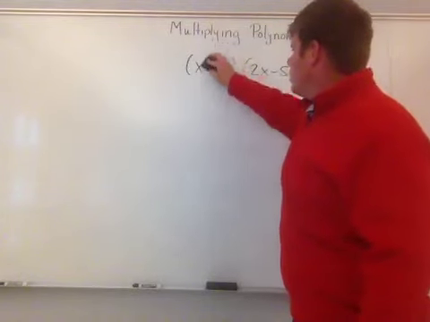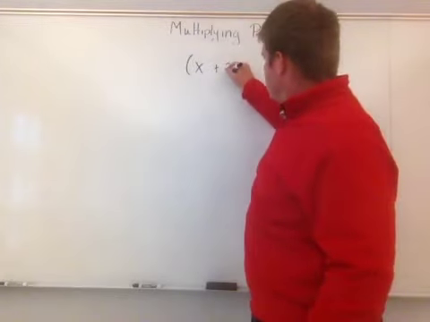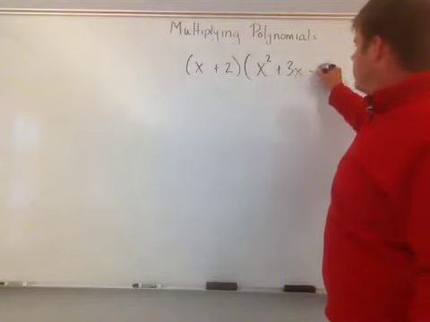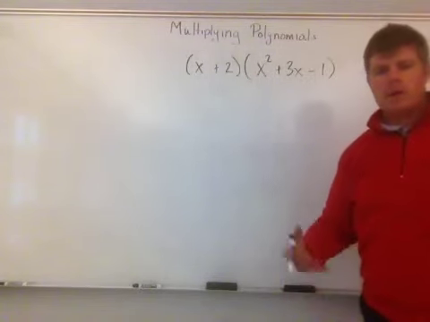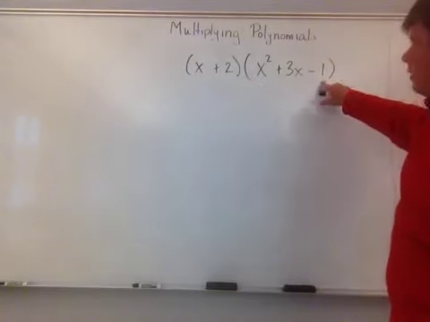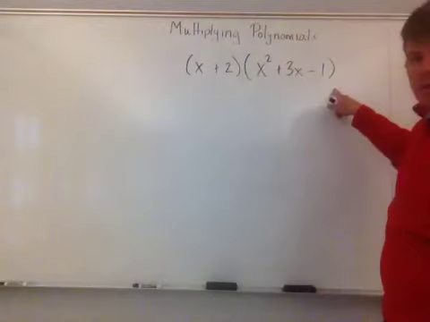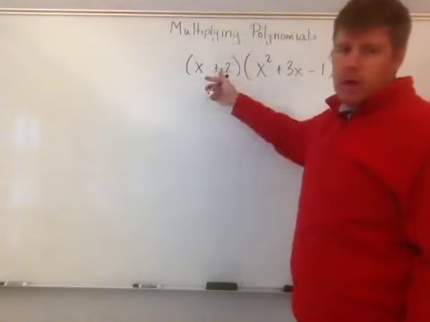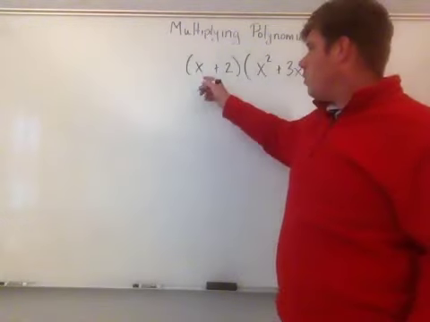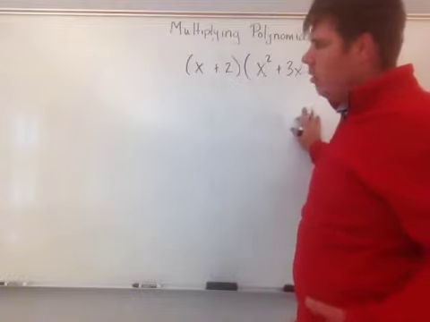Okay, so again, I'm going to leave this x plus 2 in the first one here, and I'm going to put the other one next to it, x squared plus 3x minus 1. Again, all you need to remember here is that every term in here must multiply every term in here. So the x must multiply all the numbers in here, and the 2 must multiply all the numbers in here. I'm going to start with the x. Essentially, I'm just distributing the x first, then distributing the 2, and writing them all together.